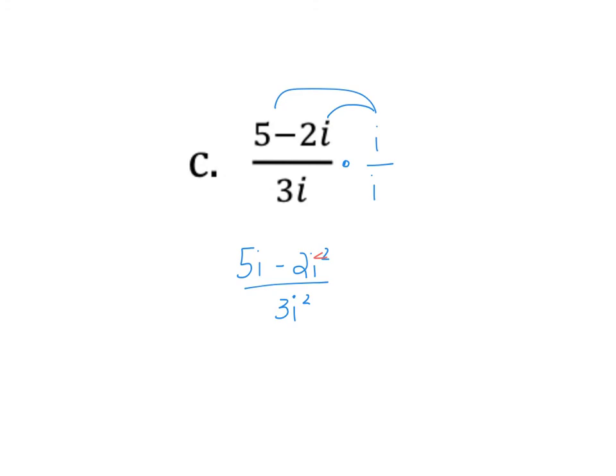I'm going to get rid of the i squared and change the signs. And then once again, I have a negative in the denominator, so I'm going to change all of the signs. Make positive 5i negative, make positive 2 negative, and make negative 3 positive to get that negative out of the denominator.